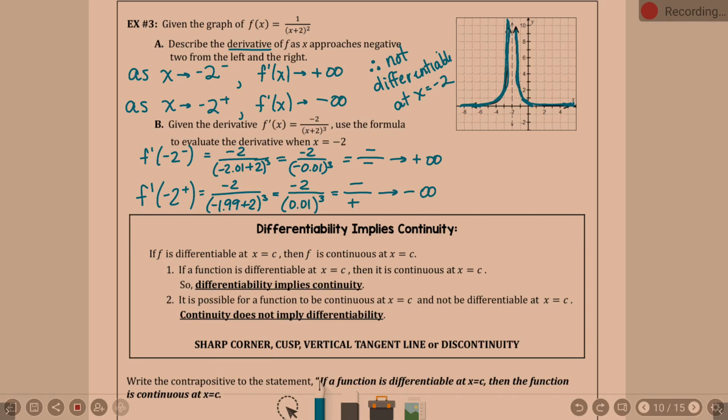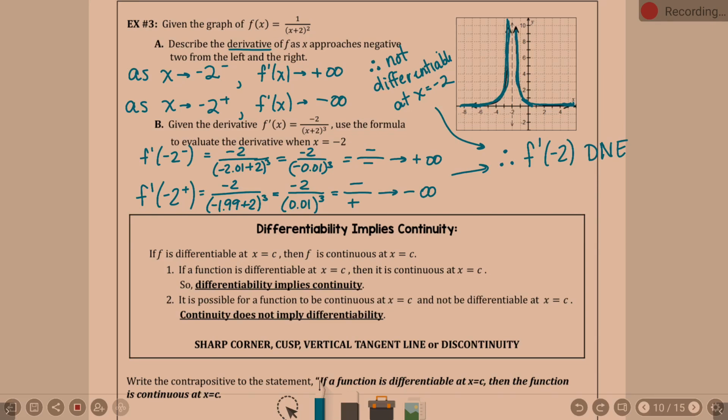Okay? So notice, answers from the first part, looking at the graph, agree with answers from the second part, using the derivative formula and plugging some things in. Between what we found up there and what we found down here, we can definitely say that the derivative at -2 does not exist. The derivative on the left does not equal the derivative on the right. It definitely does not exist.